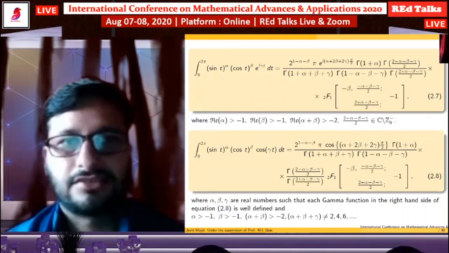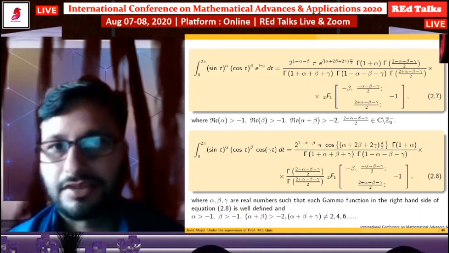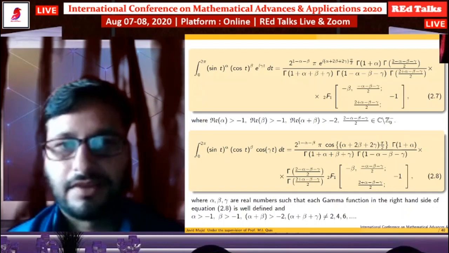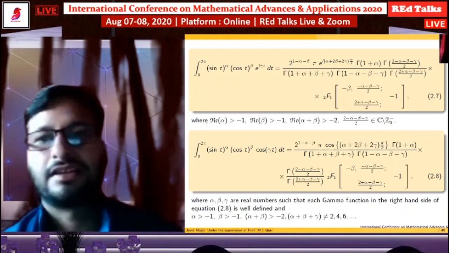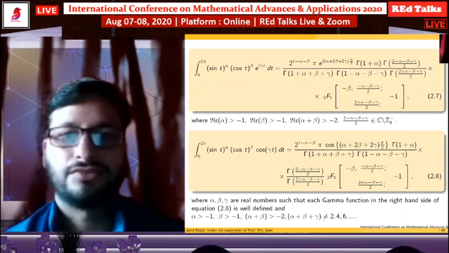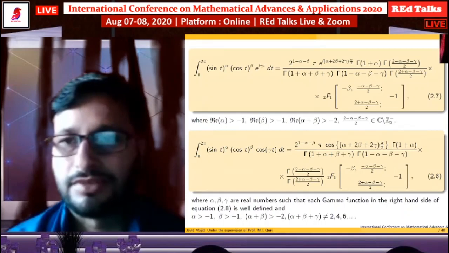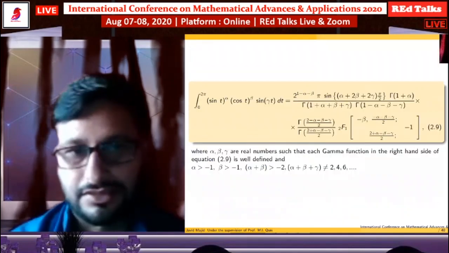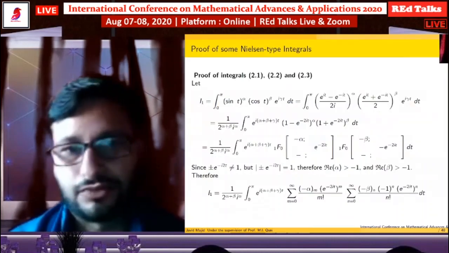Another integral from 0 to 2 pi of sin t raised to the power alpha, cos t raised to the power beta, e raised to the power iota gamma t dt, is given by 2.7, for convergence the real part of alpha greater than minus 1, the real part of beta greater than minus 1, the real part of alpha plus beta greater than minus 2, and (2 minus alpha minus beta minus gamma) divided by 2 belongs to the complex numbers excluding integers, negative integers, and 0. And another integral is given by 2.8 and 2.9.